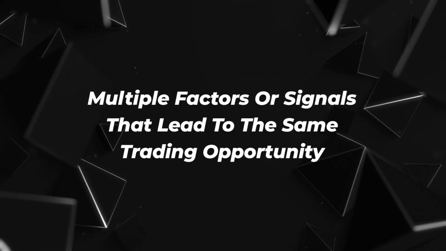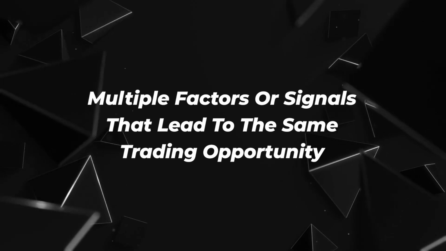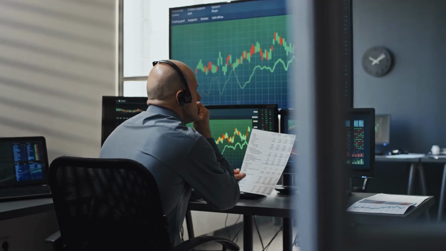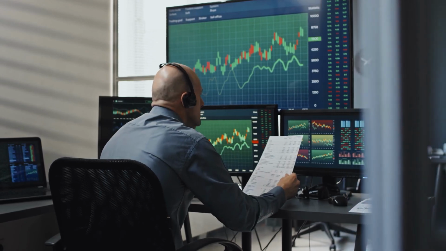So I briefly want to touch on what are confluences in trading. A confluence in trading means having multiple factors or signals that lead to the same trading opportunity. A confluence could be anything: a support and resistance level, a Fibonacci level, trend lines, or any piece of technical or fundamental analysis. And by looking for confluences, traders try to increase the likelihood of making a successful trade. Stacking confluences provides stronger confirmation and confidence in your trading decision making. And technically speaking, the more confluences you have, the stronger the trade.